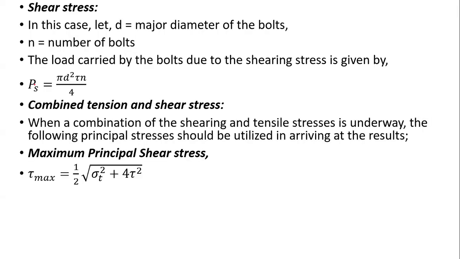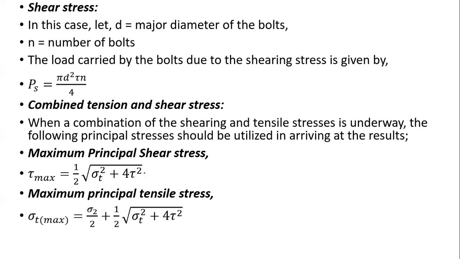What if we decide to combine them? Then we go back to those expressions. Maximum shear stress is equal to half the square root of tensile stress squared plus 4 times shear stress squared. Then go back to the maximum principal tensile stress. This is tensile stress over 2 plus half the square root of tensile stress squared plus 4 times shear stress squared.